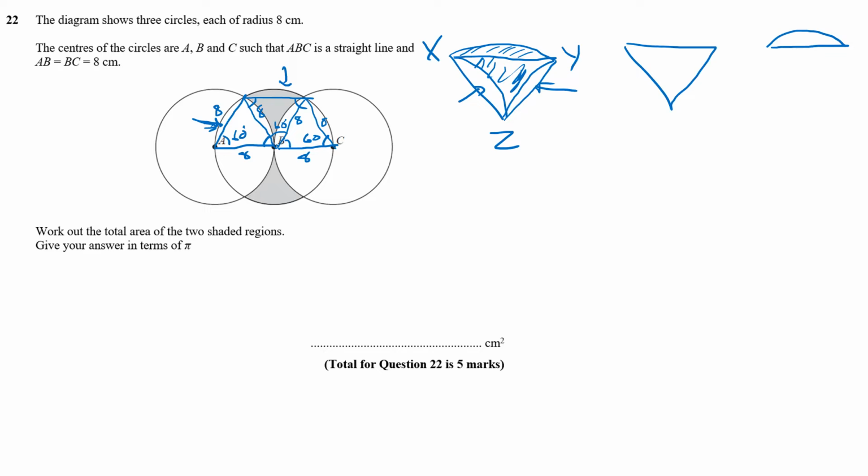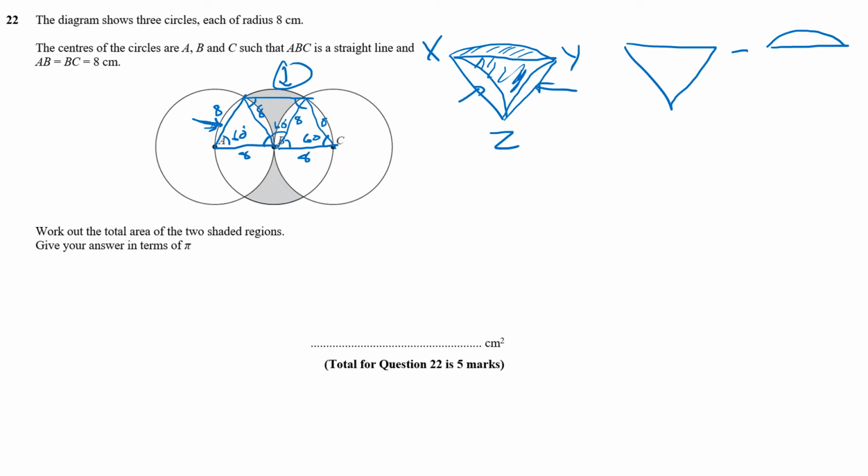Because the shaded area is made up of the equilateral triangle, subtract 2 of those arcs and add 1 of them. So overall, subtract 1 arc. So if I can have the area of the equilateral triangle, subtract the area of the arc, I should get the shaded area up here, and then double it for the other shaded area.